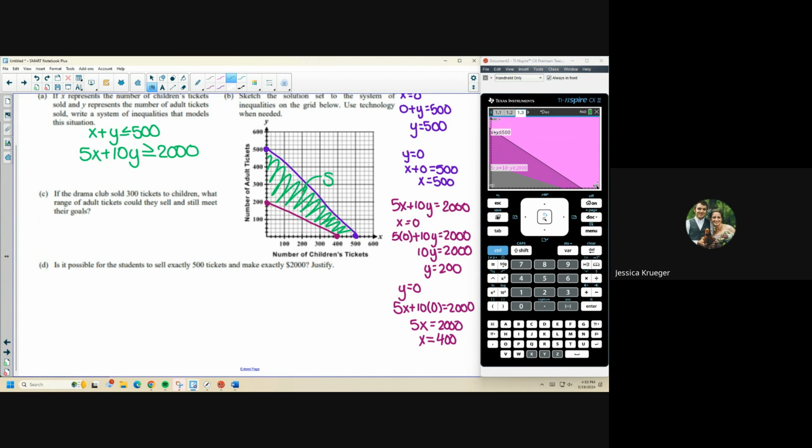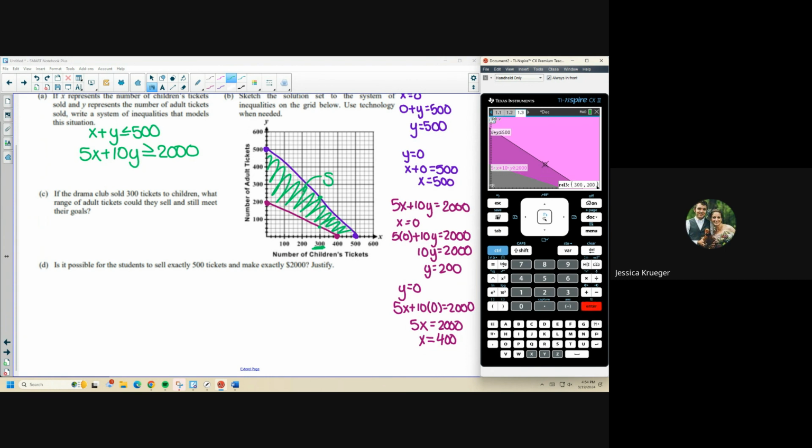If the drama club sold 300 tickets to children, what range of adult tickets could they sell and still meet their goals? So if we look, 300 children's tickets is here. So my adult tickets can lie anywhere from between here and here. So I think we should probably trace this graph. So go to menu, trace, graph trace. And I'm going to start by typing in 300 for X.